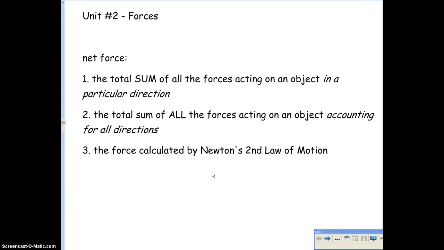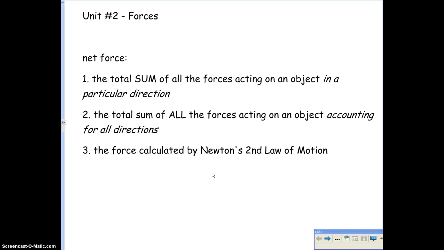Today we're going to be talking about the concept of net force and equilibrium, and we're also going to be talking a little bit about the history behind Newton's laws of motion and Newton's first law of motion. Okay, so let's dig in.